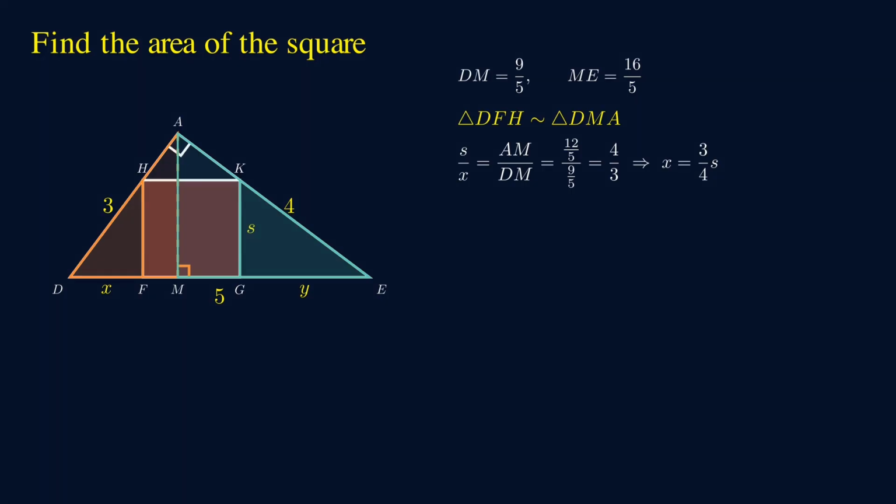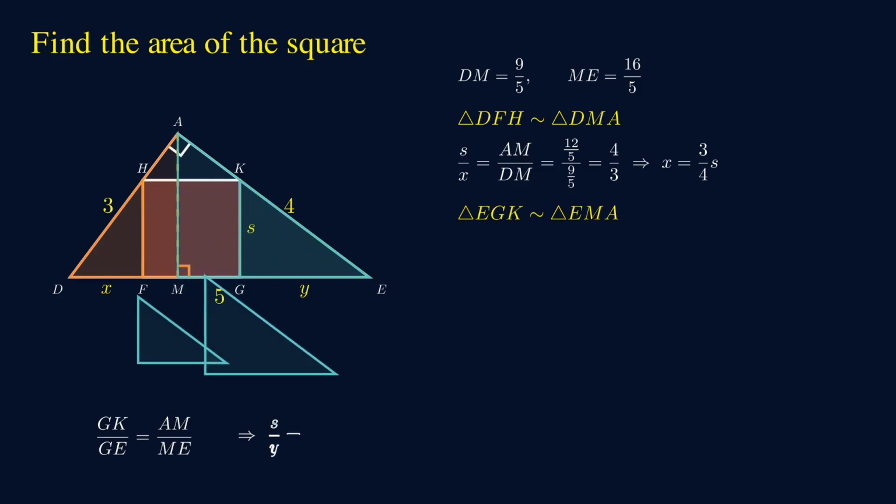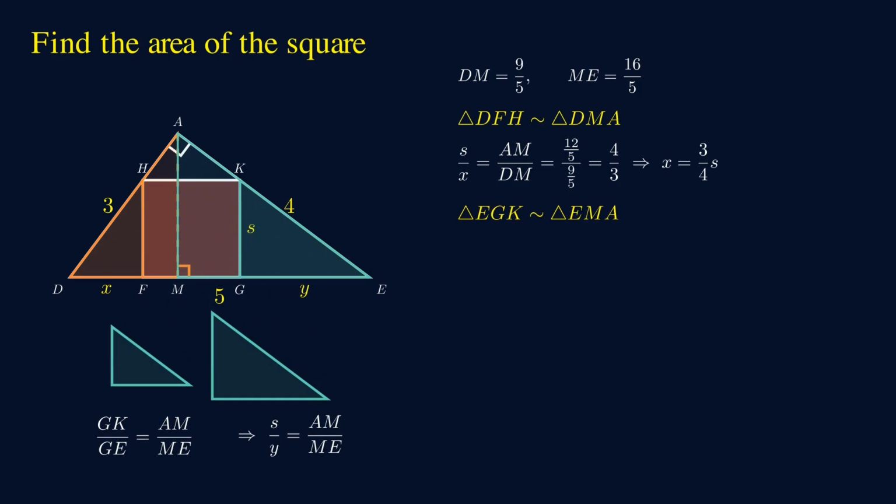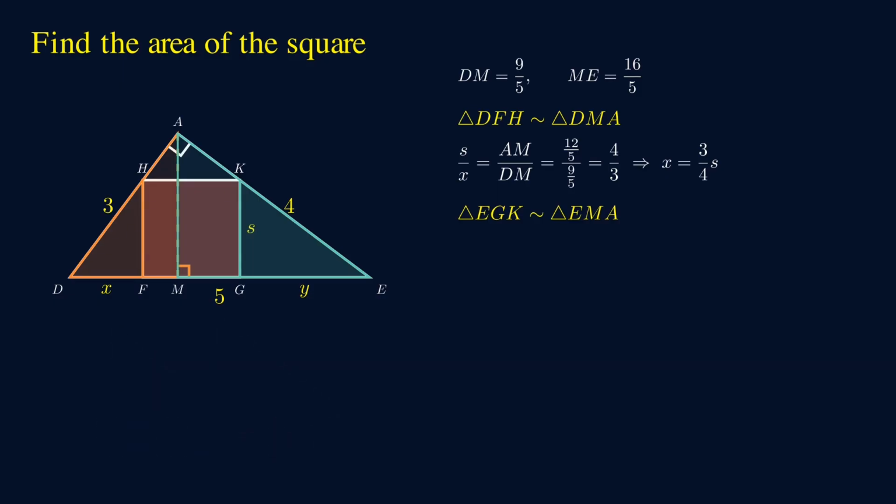Now, we repeat the same reasoning on the right side. Look at triangle EGK formed by the square and compare it to triangle EMA. Again, these two triangles are similar. Same angles, same orientation, just different sizes. This time, the ratio of S to Y equals the ratio of AM to ME. Substituting the values gives 3 over 4, which tells us that Y equals 4/3 of S.